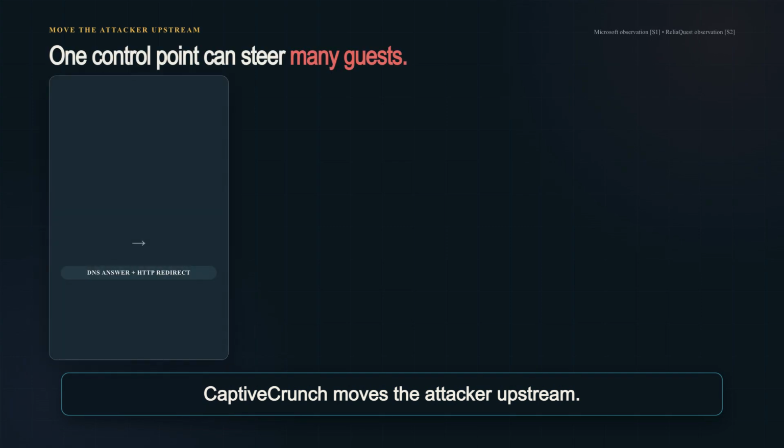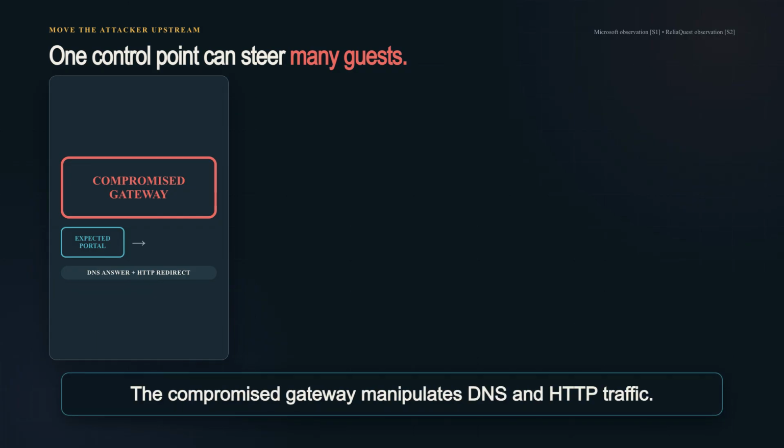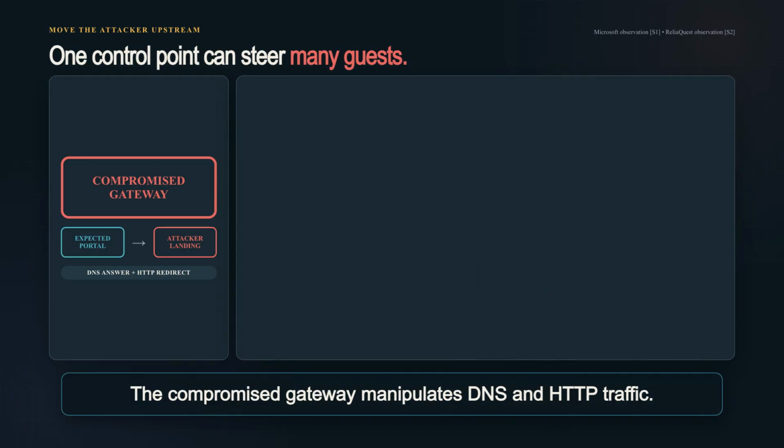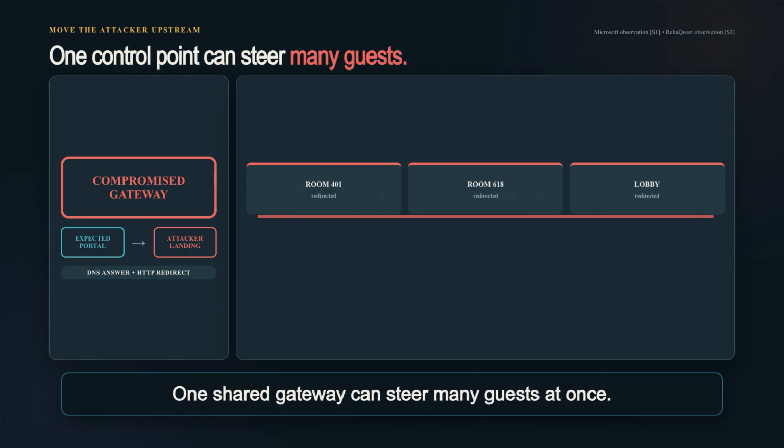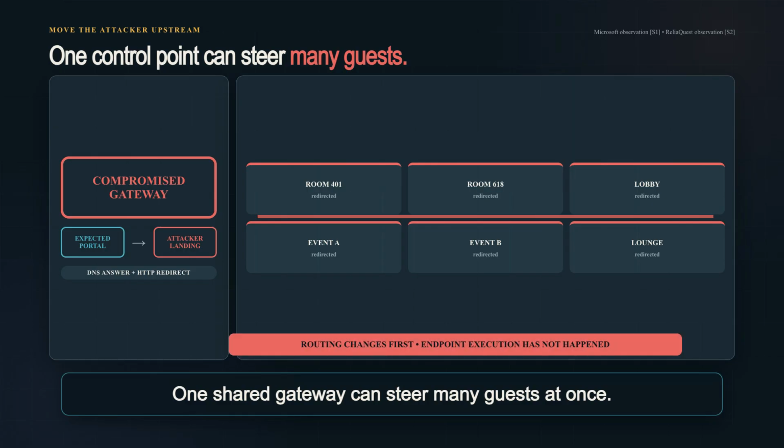Now move the attacker upstream. Microsoft says CaptiveCrunch manipulated DNS and HTTP traffic on networks served by Captive portals. ReliaQuest independently described compromised hospitality and shared venue gateways. A gateway controls routing and often the DNS answers for many guests, so one shared compromise can steer many devices without first installing anything on each laptop.